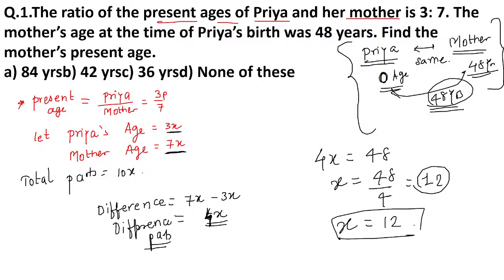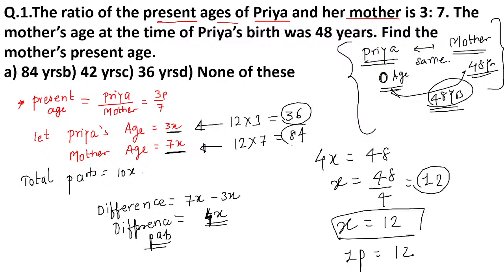If the value of x is equal to 12, that is one part is equal to 12, then 3 parts, that is 3x, will be equal to what, students? 12 into 3. And mother's age is of 7 parts. So 1 part is equal to 12. The 7 parts will be equal to 12 into 7. 12 sevens are 84. 12 threes are 36. So 36 is the age of Priya, present age, and her mother's age is how much? 84.